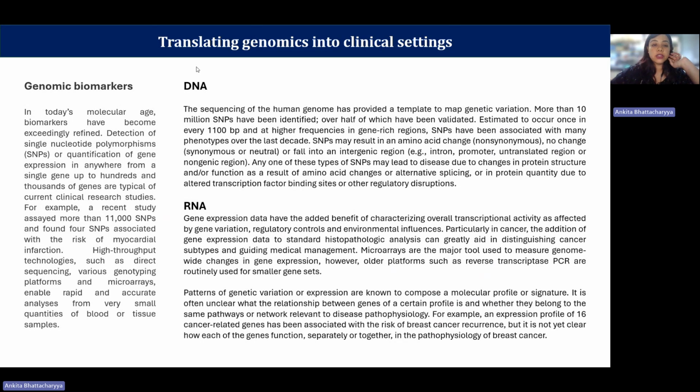Now, patterns of genetic variation and/or expression are known to compose a molecular profile or signature. Sometimes it's a little unclear what the relationship between genes of a certain profile is, and whether or not they are actually part of the same network relevant to your disease pathophysiology. For example, a gene expression profile of 16 cancer-related genes has been associated with the risk of breast cancer recurrence, but it's not yet clear how each of these genes function, whether separately or together, or in the pathophysiology of breast cancer. All of that is a little difficult to say.